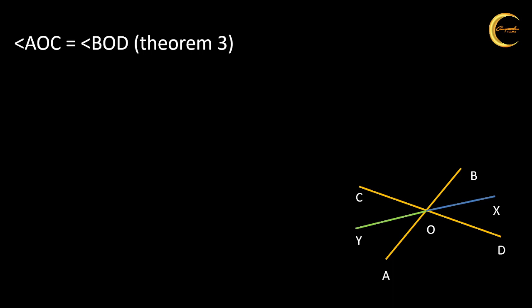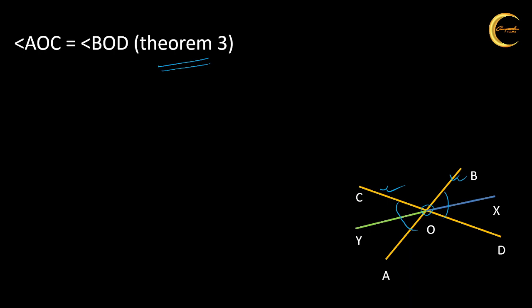So this total angle AOC equals angle BOD, because these are two straight lines, and this is the point O, the intersecting point, and these two angles are vertically opposite. So the angle AOC equals angle BOD, which I have already proved in theorem 3. If you want, you can watch my video for theorem 3.